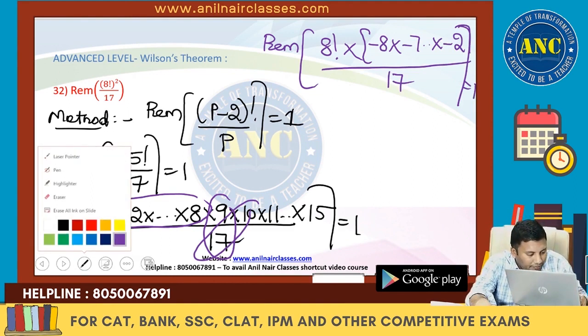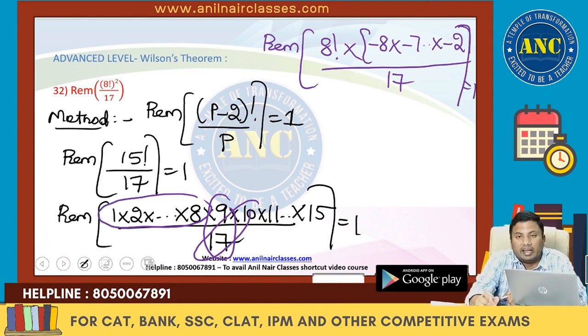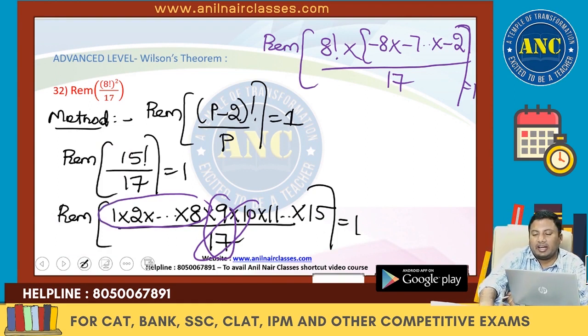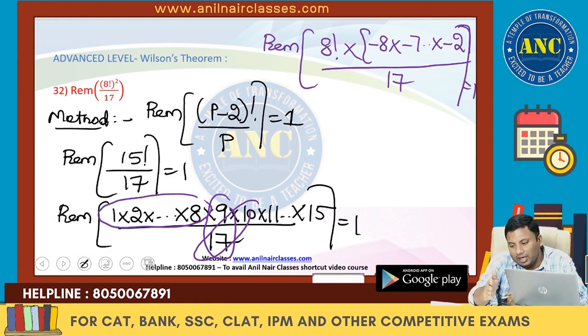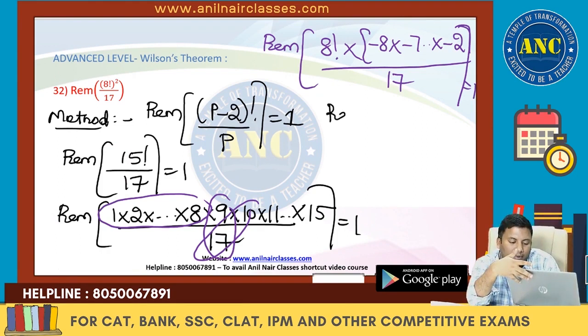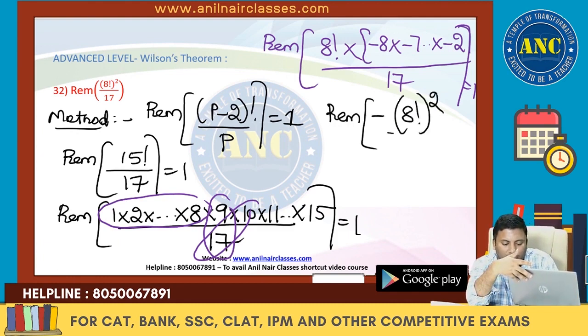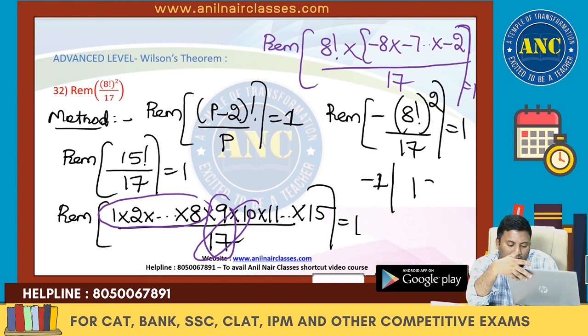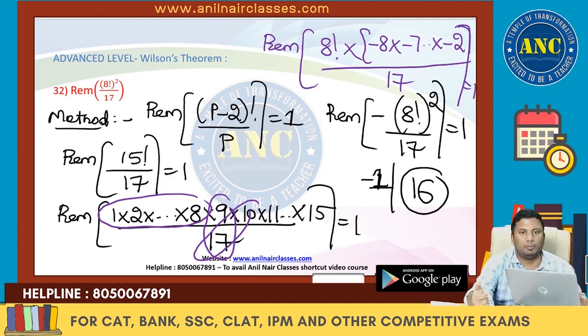Now see here: minus 2, minus 3, up to minus 8. From 8 to 2, there are 7 numbers. If 7 numbers are negative, the product is negative, so minus 8 factorial whole square divided by 17 is 1. If the minus comes to the right hand side, the answer is minus 1. Minus 1 means the positive remainder will be 16.